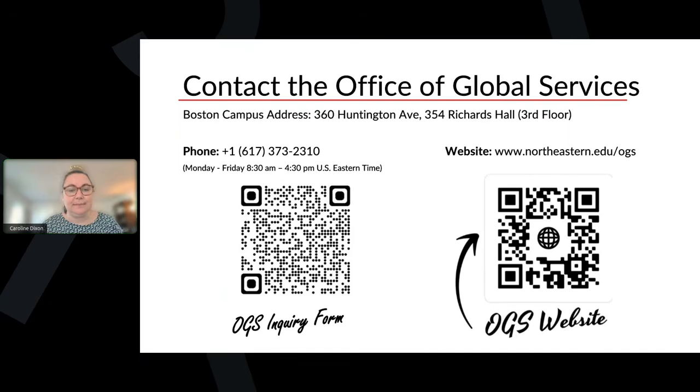That's Boston time. And you can, of course, visit our website, northeastern.edu/OGS, or just search in Google OGS Northeastern. And these QR codes are a link to our inquiry form and to our website. It's important to state that we do not have an email address. So instead of emailing us, you'll go to our website and fill out an inquiry form where you give us your name, your email address, and your question, and then we will respond to you from the inquiry form.